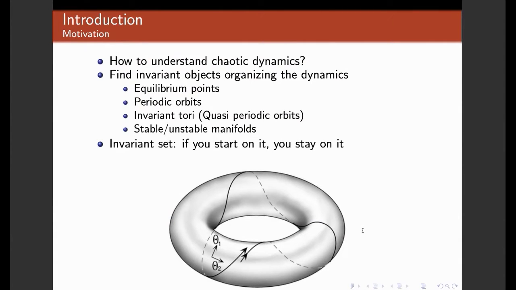That's a periodic orbit. And then there's invariant tori, also known as quasi-periodic orbits, in which essentially your motion is not governed by one frequency as it is in a periodic orbit, but by two frequencies. And you might not come back exactly where you started, but you'll stay on essentially the same torus, where a two-dimensional torus is shown in the picture. You can see the trajectory stays on that torus. And then there's also stable and unstable manifolds, which I'll talk about in a second. Basically, an invariant set is one where if you start on it, you'll stay on it.